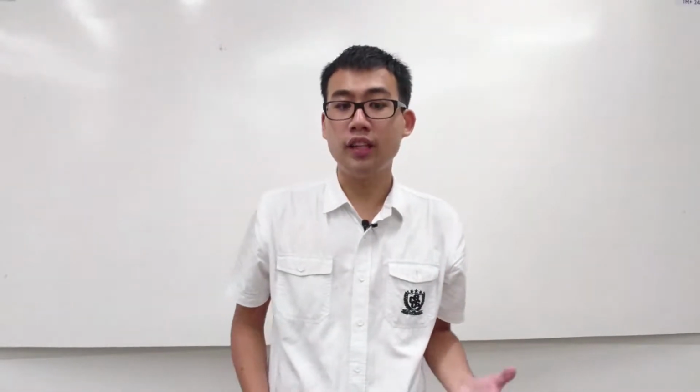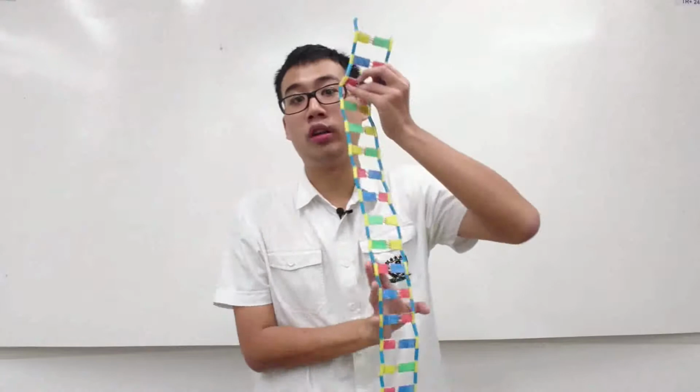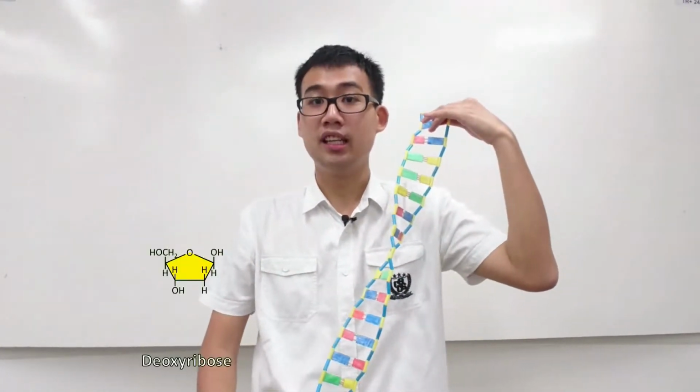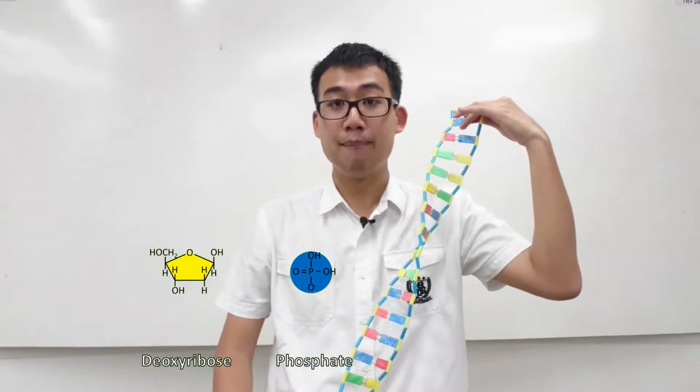Located in the nucleus of the cell is the genetic material of an organism, defined by the biological molecule deoxyribonucleic acid, or DNA for short. The DNA molecule is often described as a double helix, or twisted ladder, and consists of three major components: deoxyribose, phosphate, and bases.